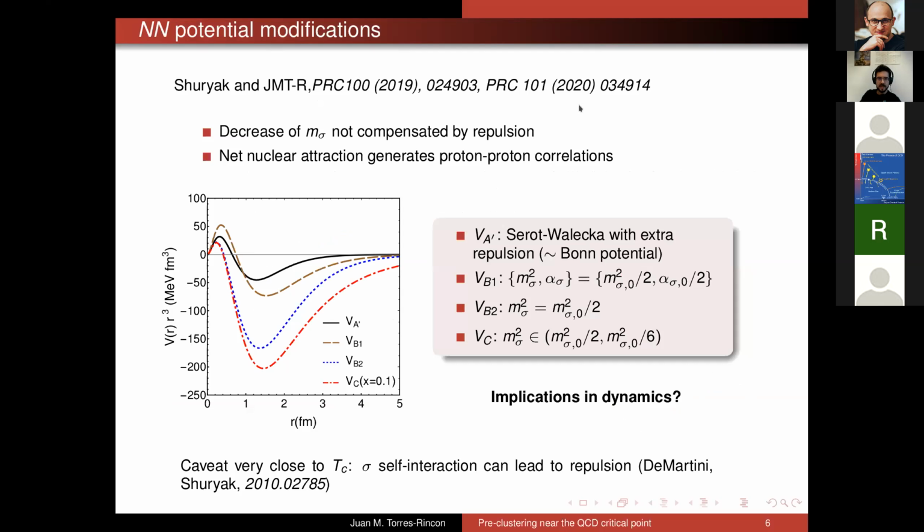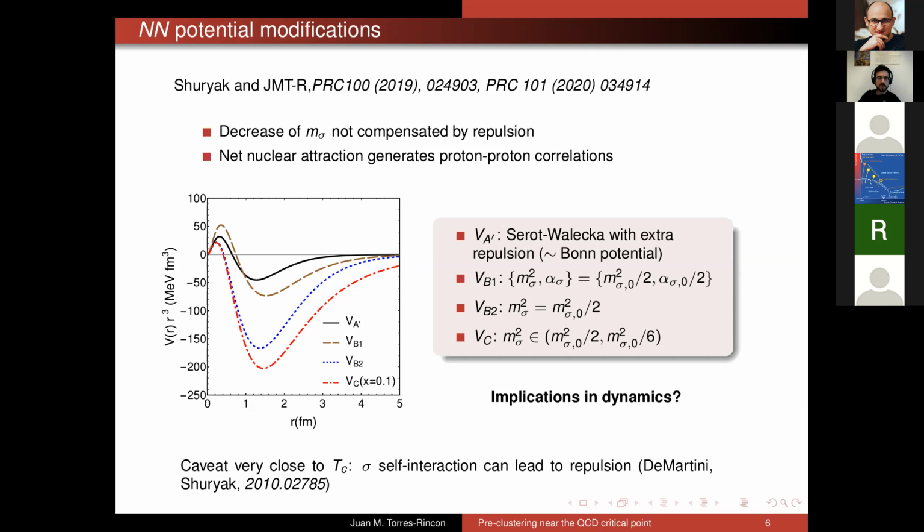The main idea is that this decrease of the sigma mass near the critical point is not compensated by a similar modification of the repulsion. So then your effective potential between two nucleons or two protons will become deeper and will become long range as you get closer and closer to the critical point. So then you will get a net attraction between two protons, and this will necessarily generate proton-proton correlations.